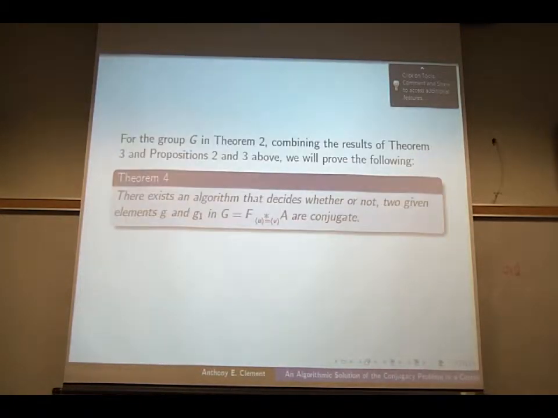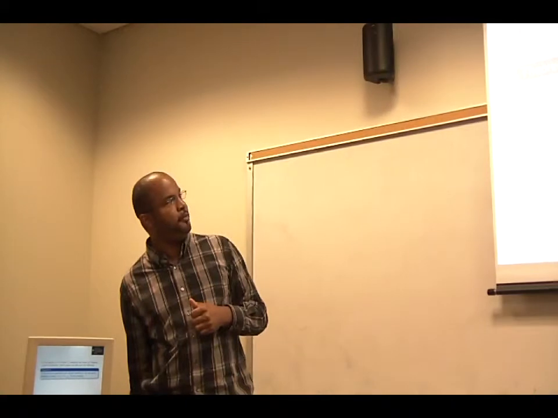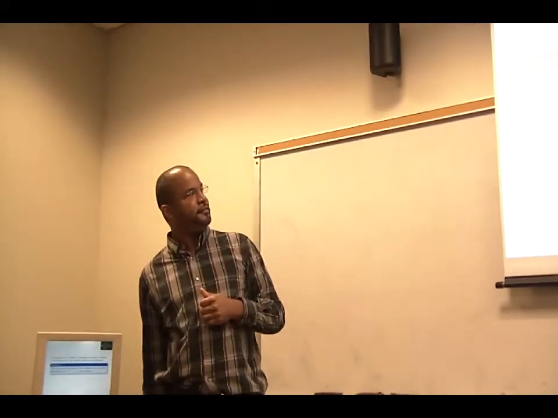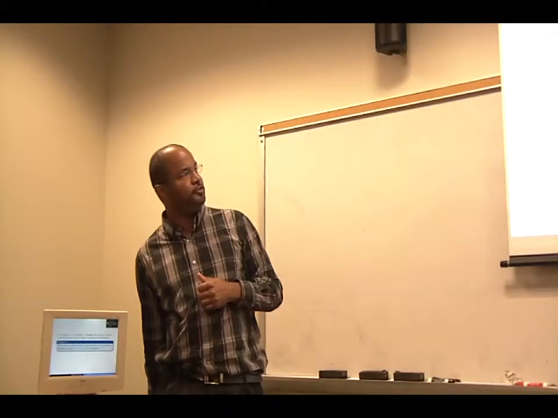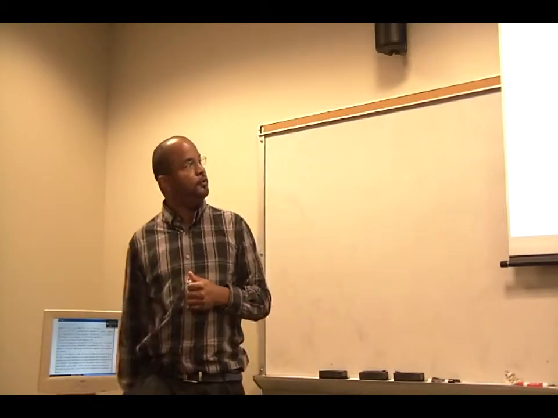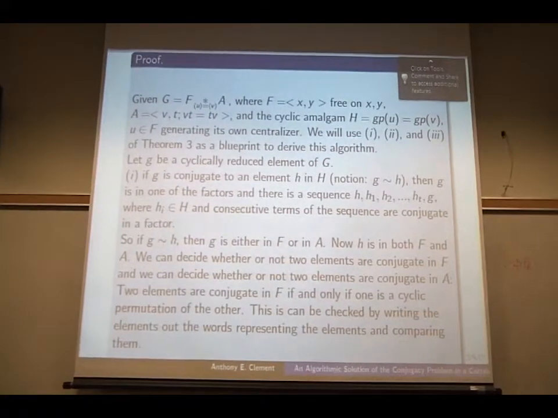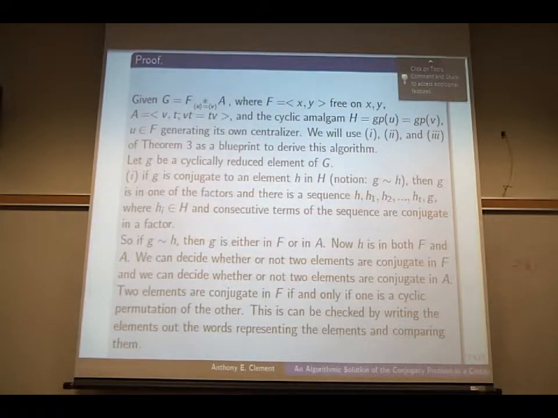Okay, so here, for the group in theorem 2 combined with propositions 2 and 3 above, we'll prove the following: that there exists an algorithm that decides whether or not two elements G and G1 in the generalized free product are conjugate. So what do we do? Again, just to remind you, G is this group, F is free on X and Y, A is a free abelian group, and the cyclic amalgam H is the subgroup generated by the element U in the free group, which generates its own centralizer. So we'll use 1, 2, and 3 in theorem 3 as a blueprint to derive this algorithm.